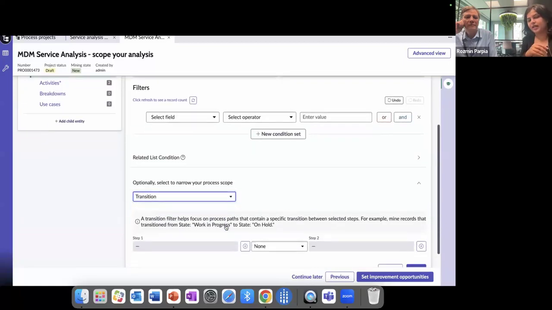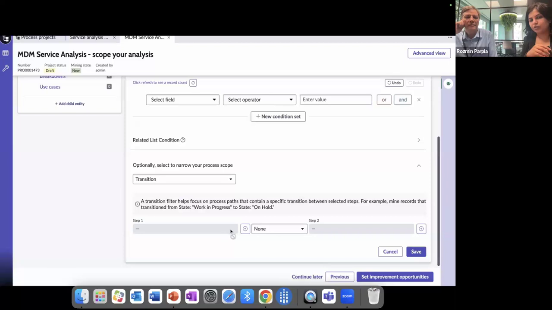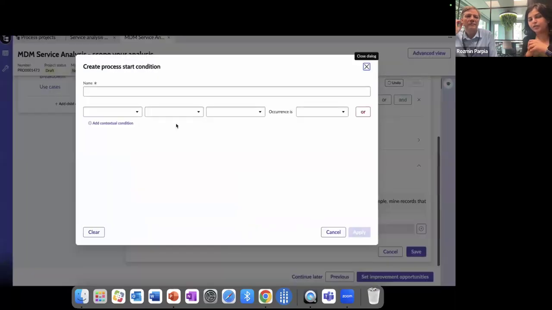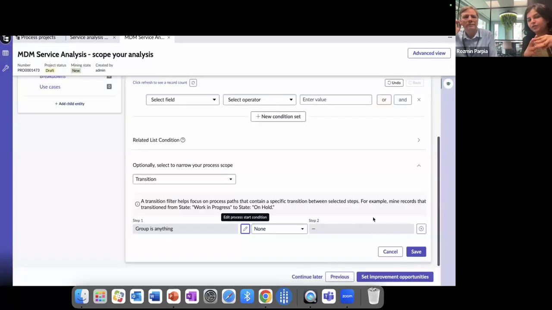If you want to just have multi-hop CIs, then this is a new feature of Yokohama. You could put a transition filter where you'd say support group is anything, and you save it. Just name it group is anything. So if you want to identify multi-hops in your CI, then this filter will only focus on CIs that were multi-hopping and not anything else.